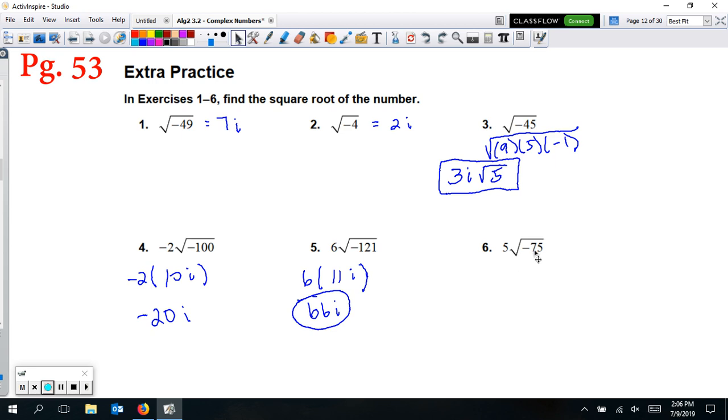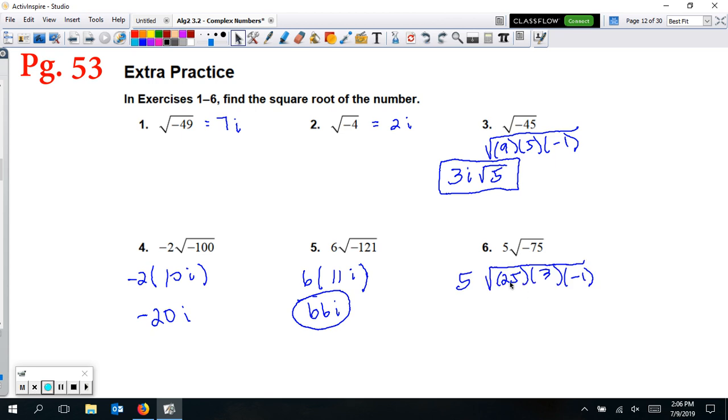Here's number 6. It has a 5 in front. We're going to do the same kind of thing as we did with this negative 45. And whatever we pull out, we're going to be multiplying it by 5. So think about what perfect square would be in 75. And hopefully you're thinking of the number 25. 25 goes into 75 3 times. So we'll say, okay, 5's on the outside.